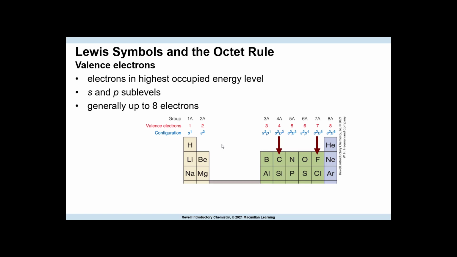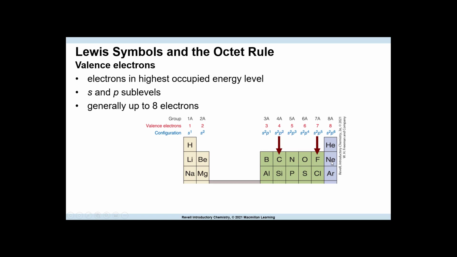Since 2 electrons can fit into an s sublevel, and 6 electrons can fit into the p sublevel, up to 8 electrons can occupy the valence shell. So the 2 here, so it would be 1, 2, 3, 4, 5, 6, 7, 8.